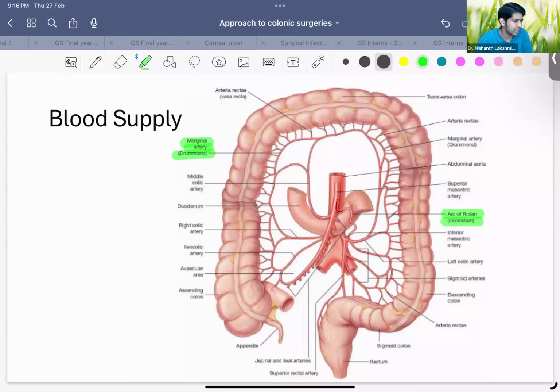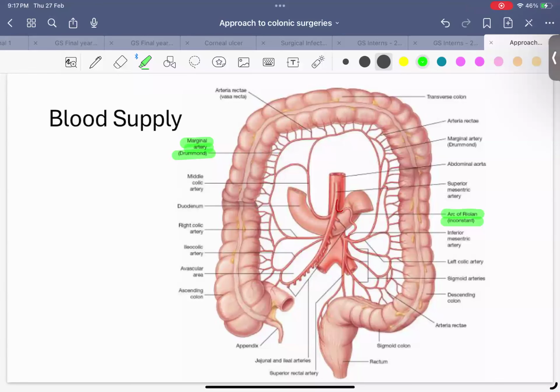It is for a benign condition. I'm even giving you the clue. Whom have I not asked yet? Praveen. What is the importance of arc of Riolan? Yes, sir. There is something called SMA thrombosis, a very benign and a dangerous condition. Have you heard of it?